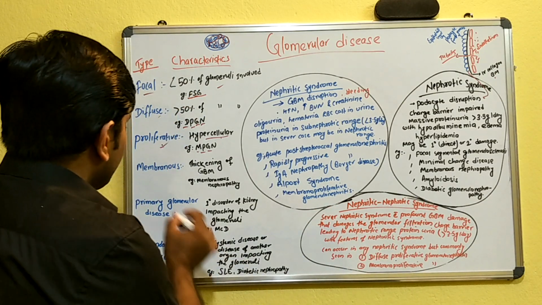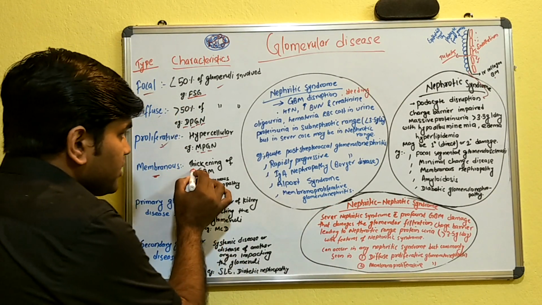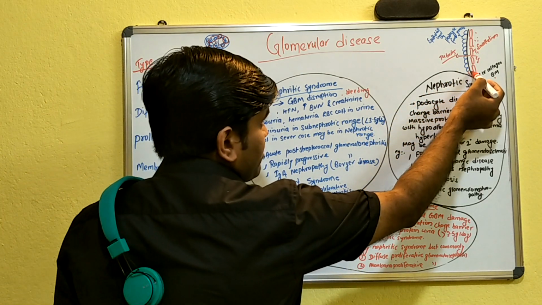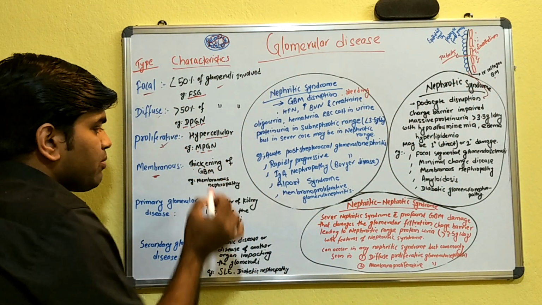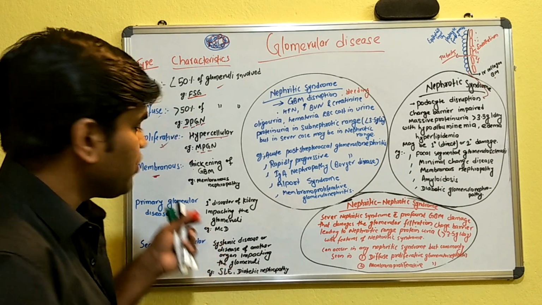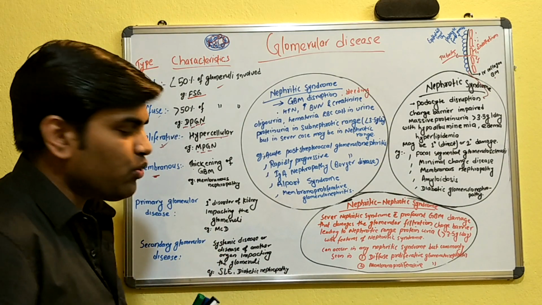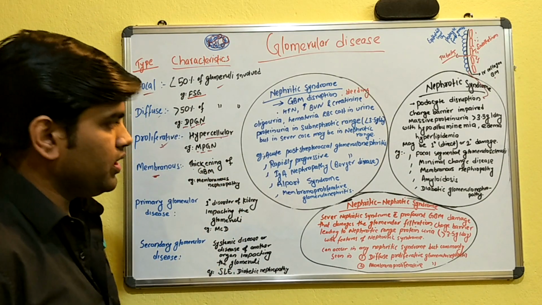Okay, now we come to membranous. Membranous is the thickening of your glomerular basement membrane, this membrane. The thickening of the basement membrane will be the characteristic finding of membranous, and the example will be membranous nephropathy.